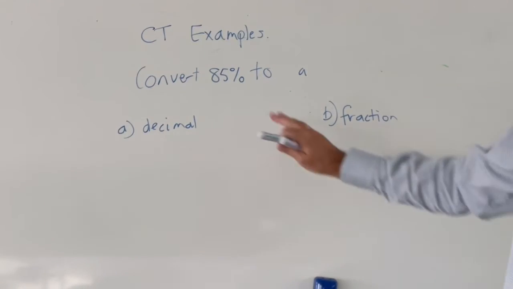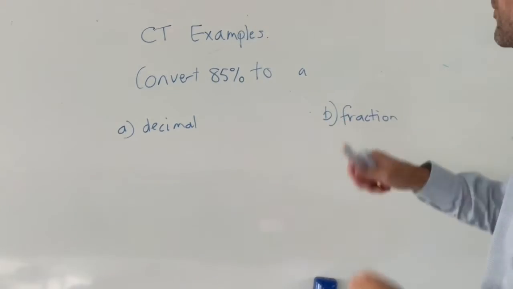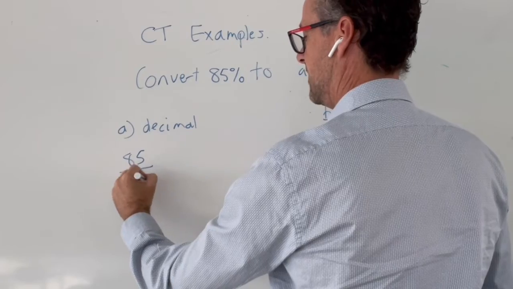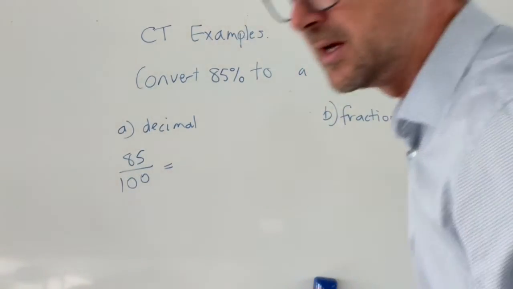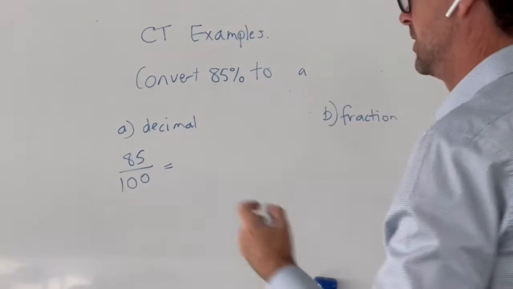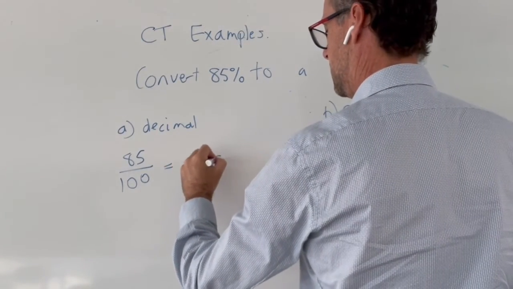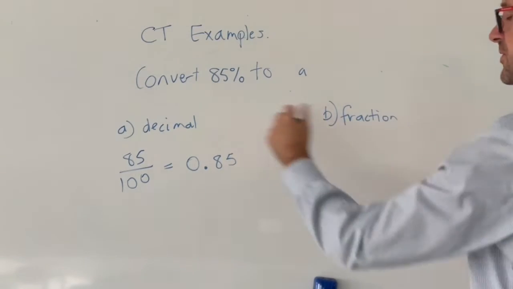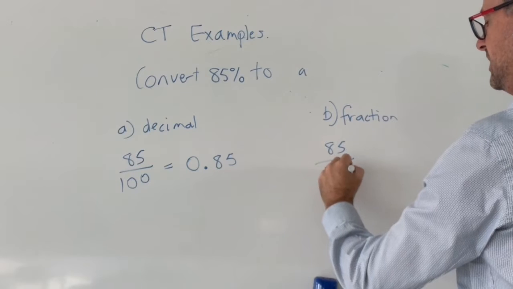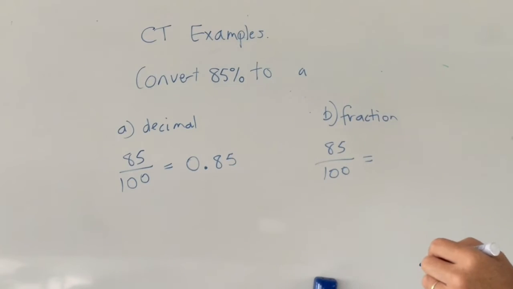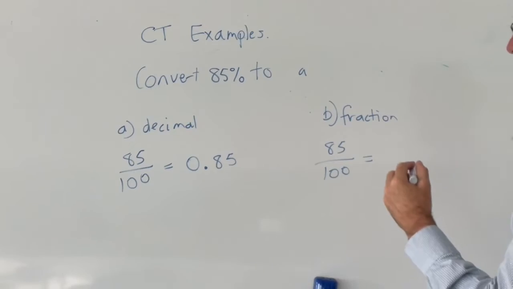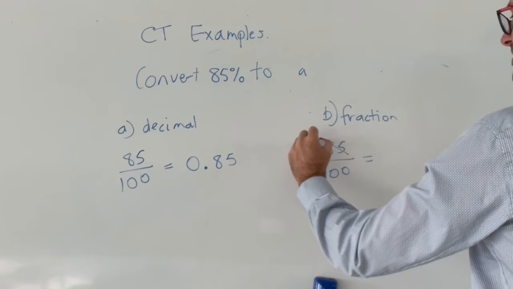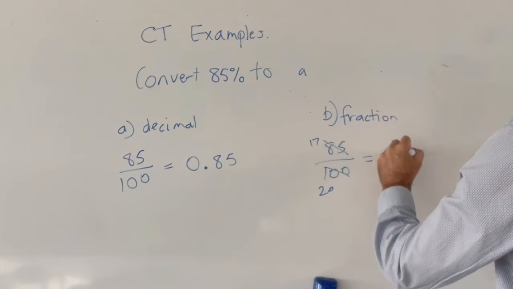Okay, question 2 looks at converting 85% into a decimal and then into a fraction. So 85% becomes 85 over 100, okay? And then we can convert that to 0.85, okay? And then as a fraction, we've got the 85 over 100 already, okay? And here we're just reducing that to its lowest terms. So 5 goes into both numbers, so we have 5 goes into 85 17 times, into 100 20 times, so 17 over 20.